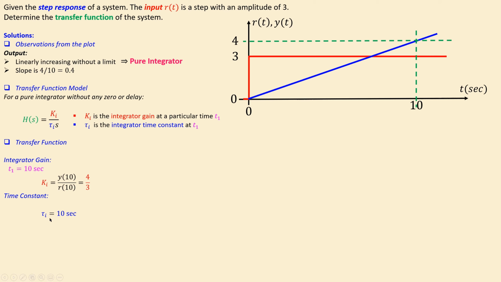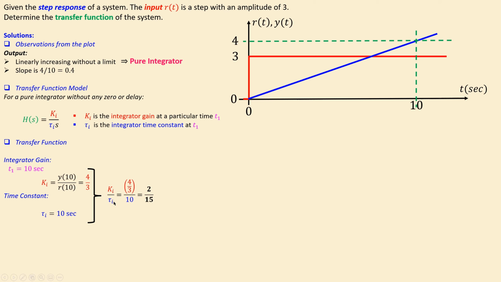Of course the ki and the tau I will be different. Okay, let's then continue with this one. Using these two parameters, we can then have the following ratio of ki over tau I, which is then 4 over 3 over 10, that will be 2 over 15. And that is actually the important part, because this will not change.